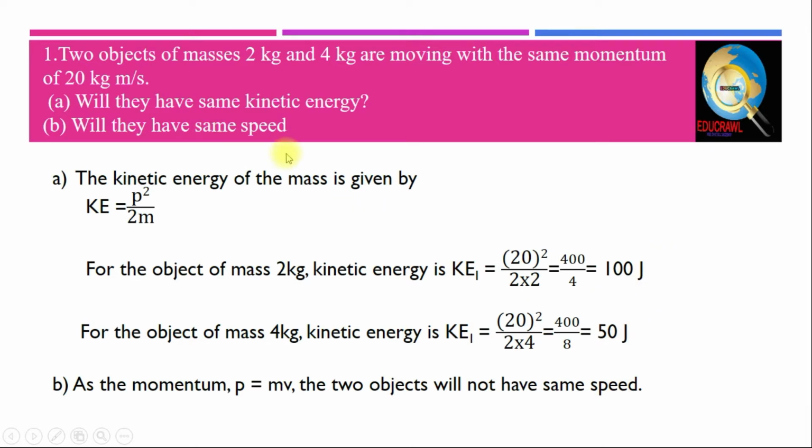Next, will they have the same speed? The momentum is constant, but they have given that p is equal to mv. The momentum depends upon both mass and velocity. So the masses are different. Hence, even if the momentum is the same, if the masses are different, the velocity will also be different. So the velocity, that is the speed, will not be the same for the two objects.